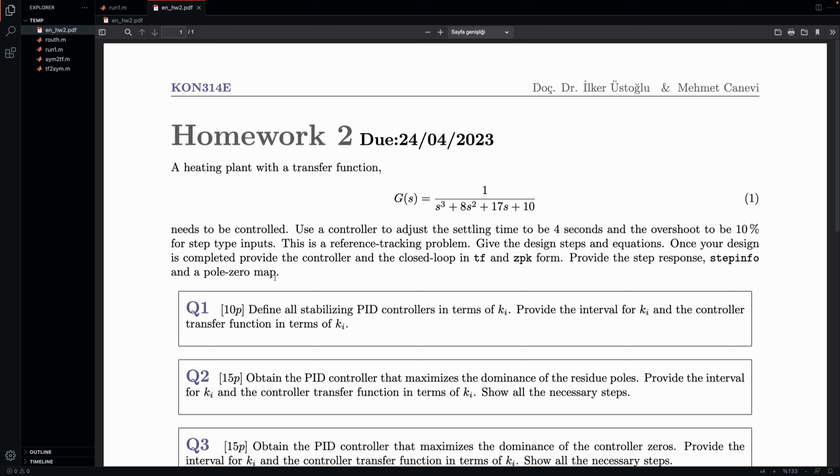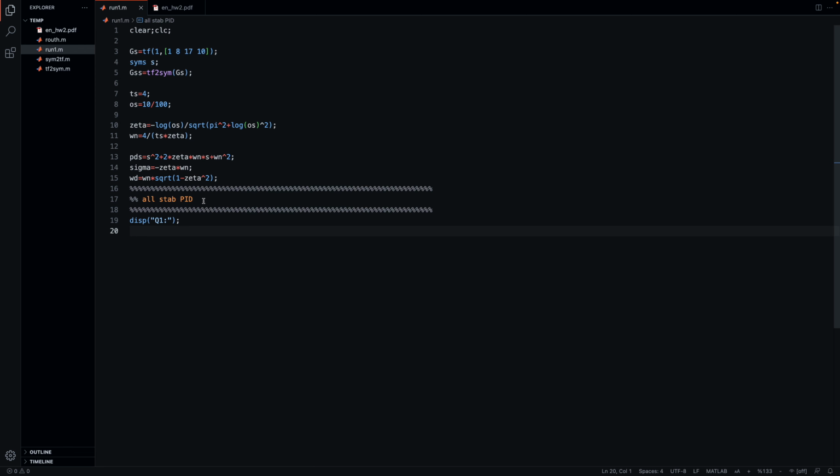So let's dive into the first question, which asks us to design a PID controller and to define all the stabilizing PID controllers in terms of KI that give basically 4-second settling time and 10% overshoot, hopefully. Now, when we are going to design a PID controller, it's best to note that we should define the controller parameters linearly. That comes from the fact that we are going to use the algebraic method where we use polynomials and their coefficients and equate them to each other. So if it's possible, you should go with the linear representation.